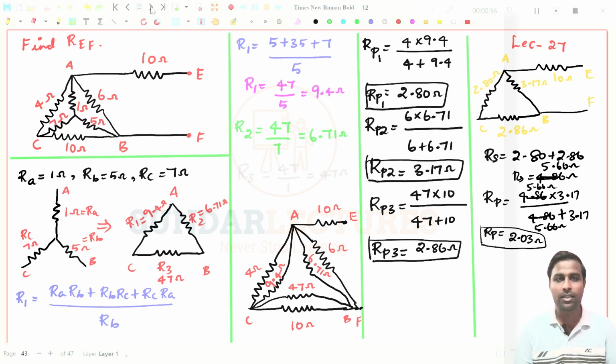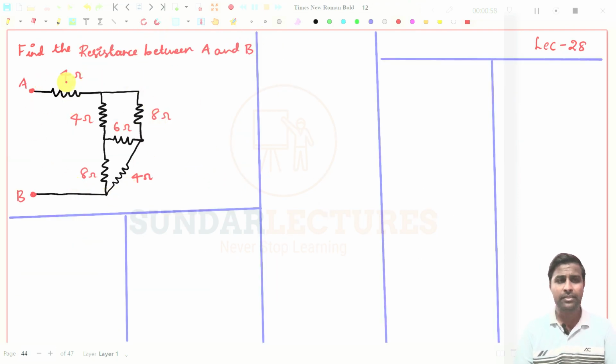This is the given circuit, and we need to find the resistance between point A and B. Let me explain. This is a 4 ohm resistance, this is an 8 ohm resistance. How are these two resistors connected? One end is connected, but the other two ends are connected to different points. So these two are connected in series.